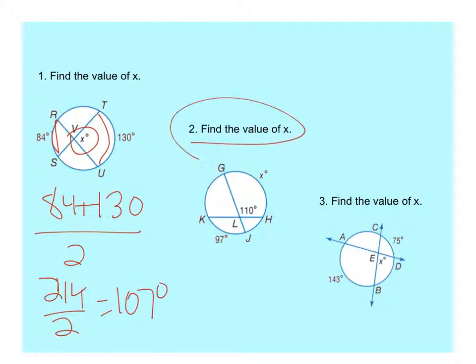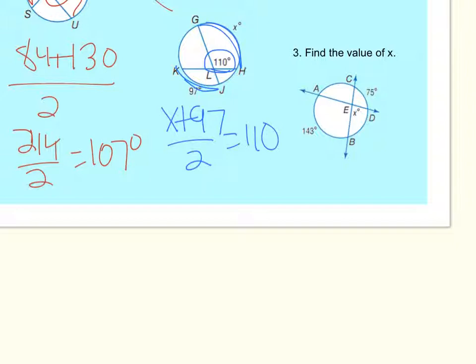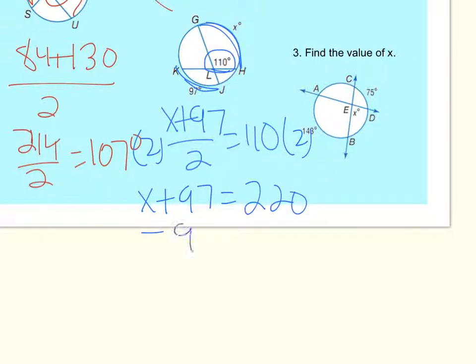Likewise, for number 2, I already know this is 110, and the arcs are x and 97. So x plus 97 divided by 2 equals 110. Now, doing some algebra, multiply both sides by 2, so you get x plus 97 equals 220. Subtract 97 from both sides, so x will equal 123, I believe. Let's confirm that with the calculator. Yep, so that's going to be 123.